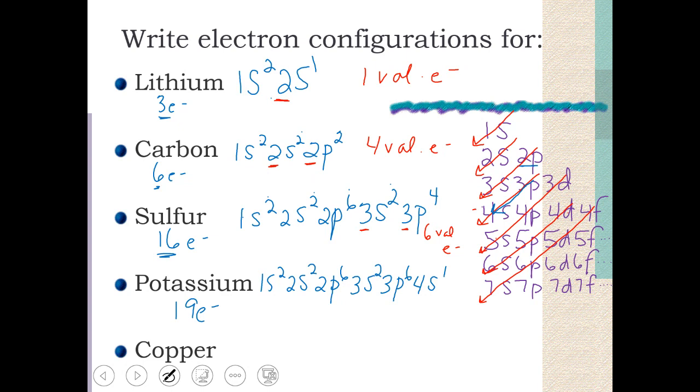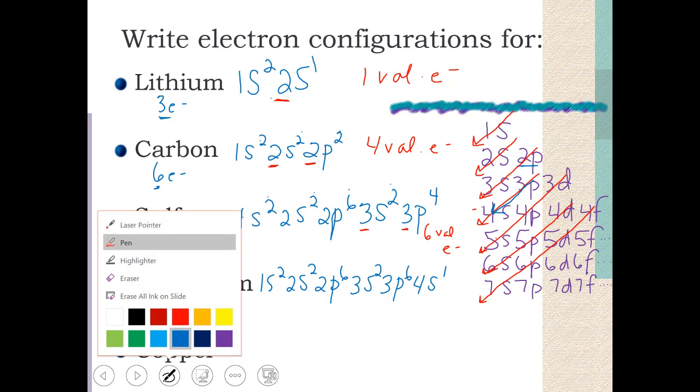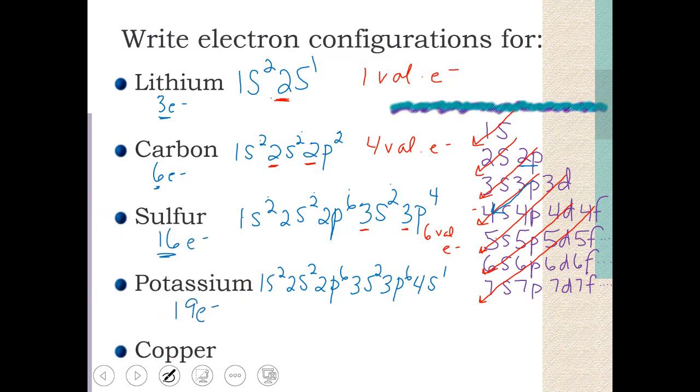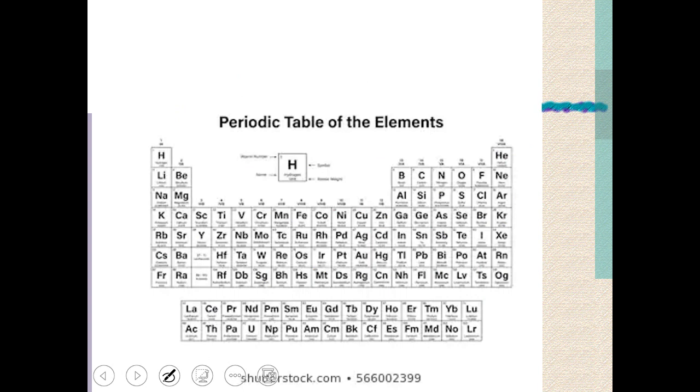4s1. Now one thing I want you to notice here, do you see that the lithium ended in 2s1 and the potassium ends in 4s1 and also has 1 valence electron? So we could do that by following those diagonal arrows, or if you look at the periodic table, we can number our rows on the table. 1, 2, 3, 4, 5, 6, 7.